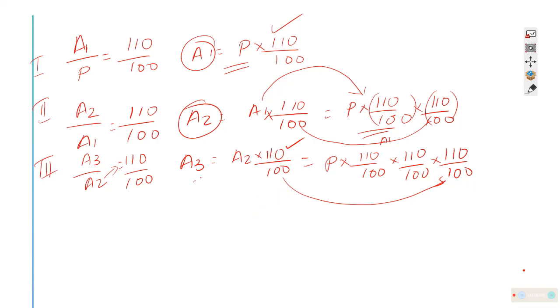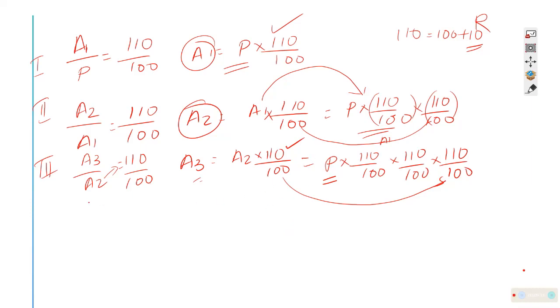What are we trying to calculate? We are calculating the amount. Here we have considered the principal as P. What is this 110 actually? It is 100 plus 10. What is 10 over there? R. Understood? So, why can't we think in that way? 110 upon 100 is equal to 100 plus R upon 100. It will always be the same.